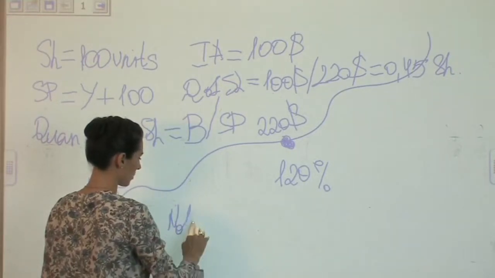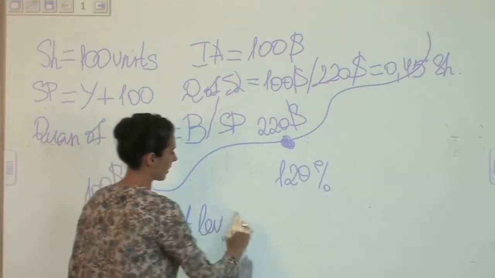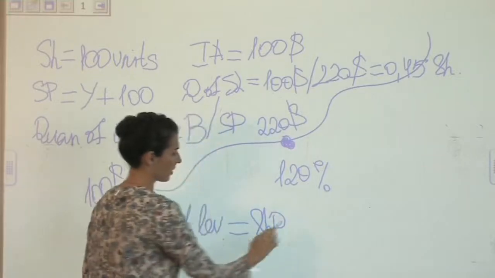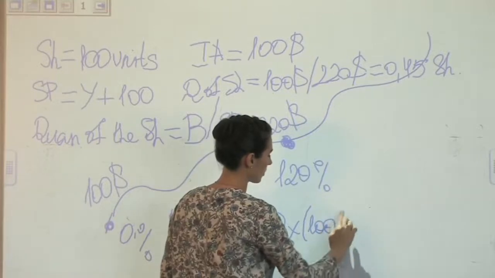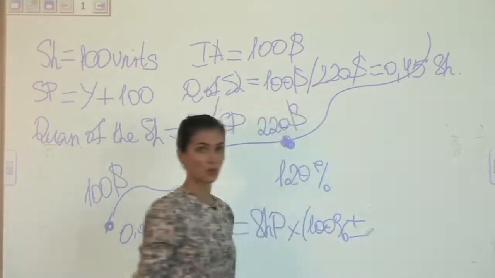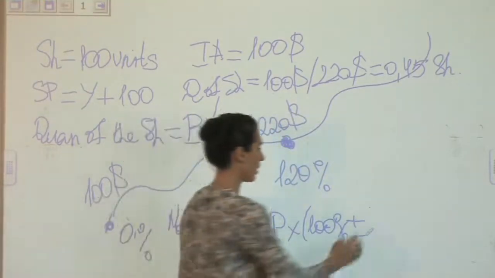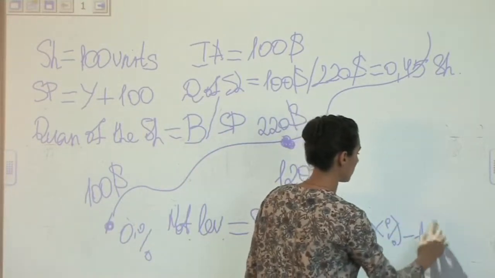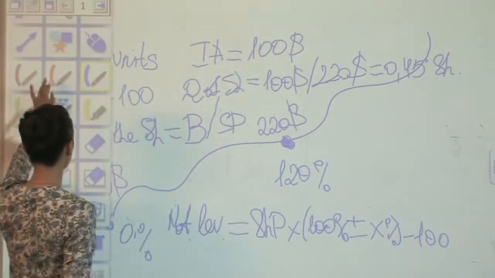So the notification level, let's write it like this, is equal to the share price multiplied by 100% plus or minus x%, depending on whether you want to know when the yield goes up or down, and minus 100. So let's try to do it.